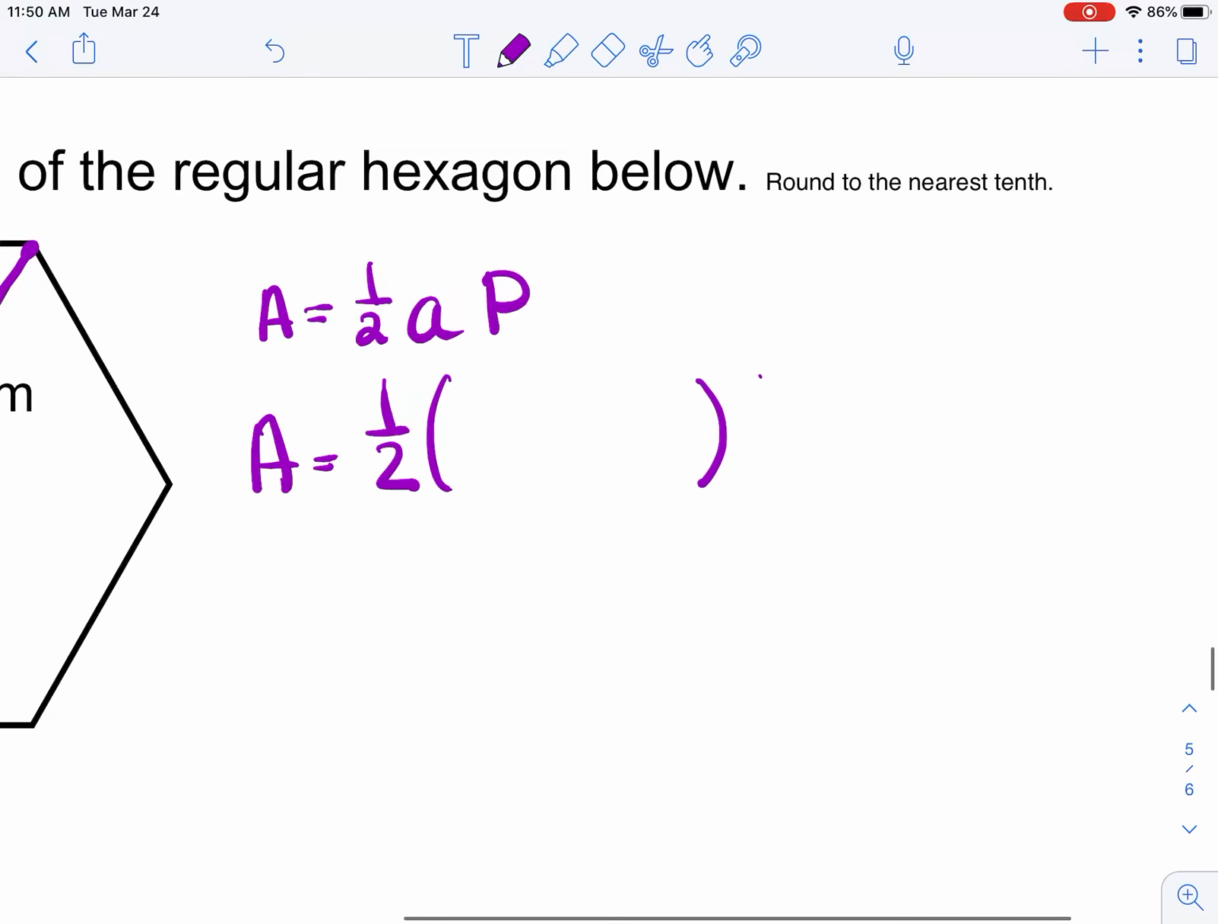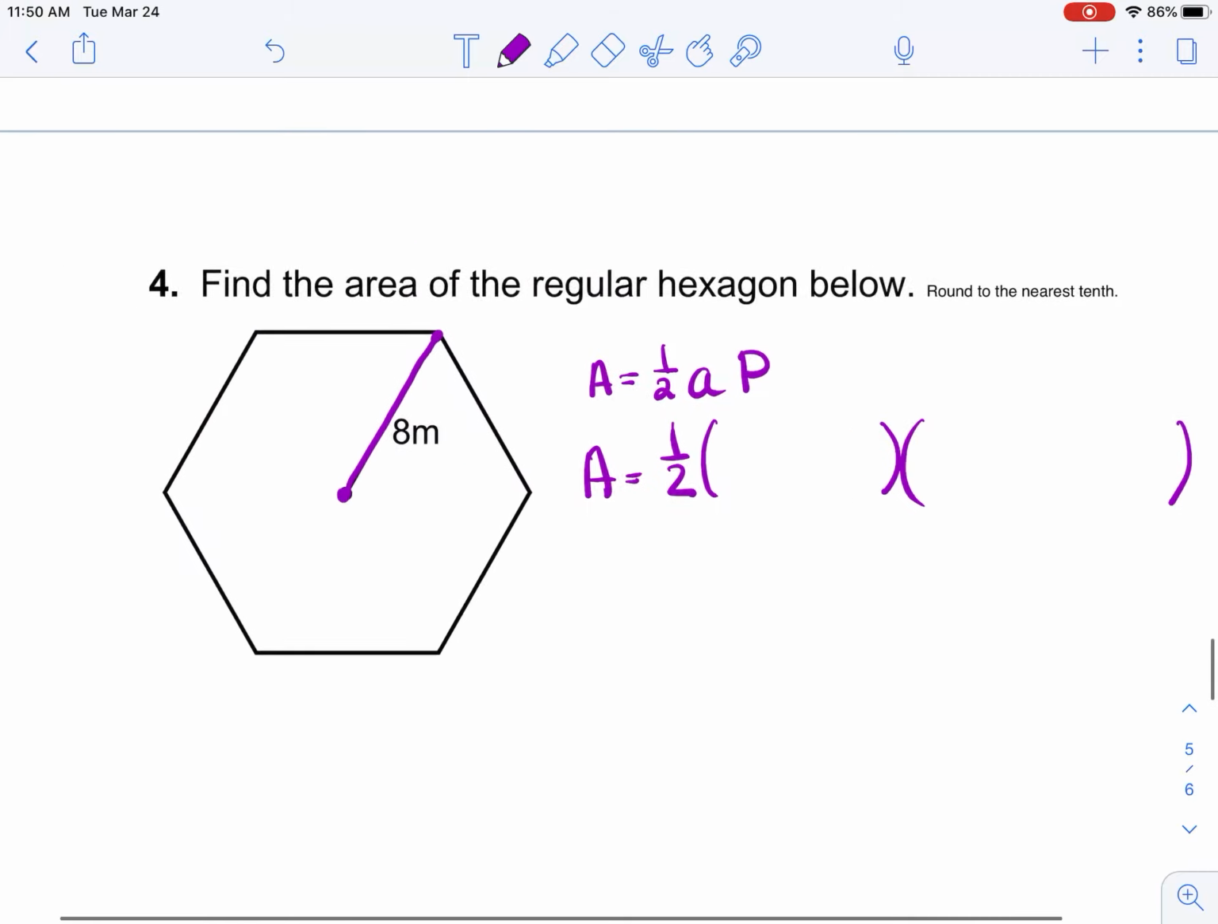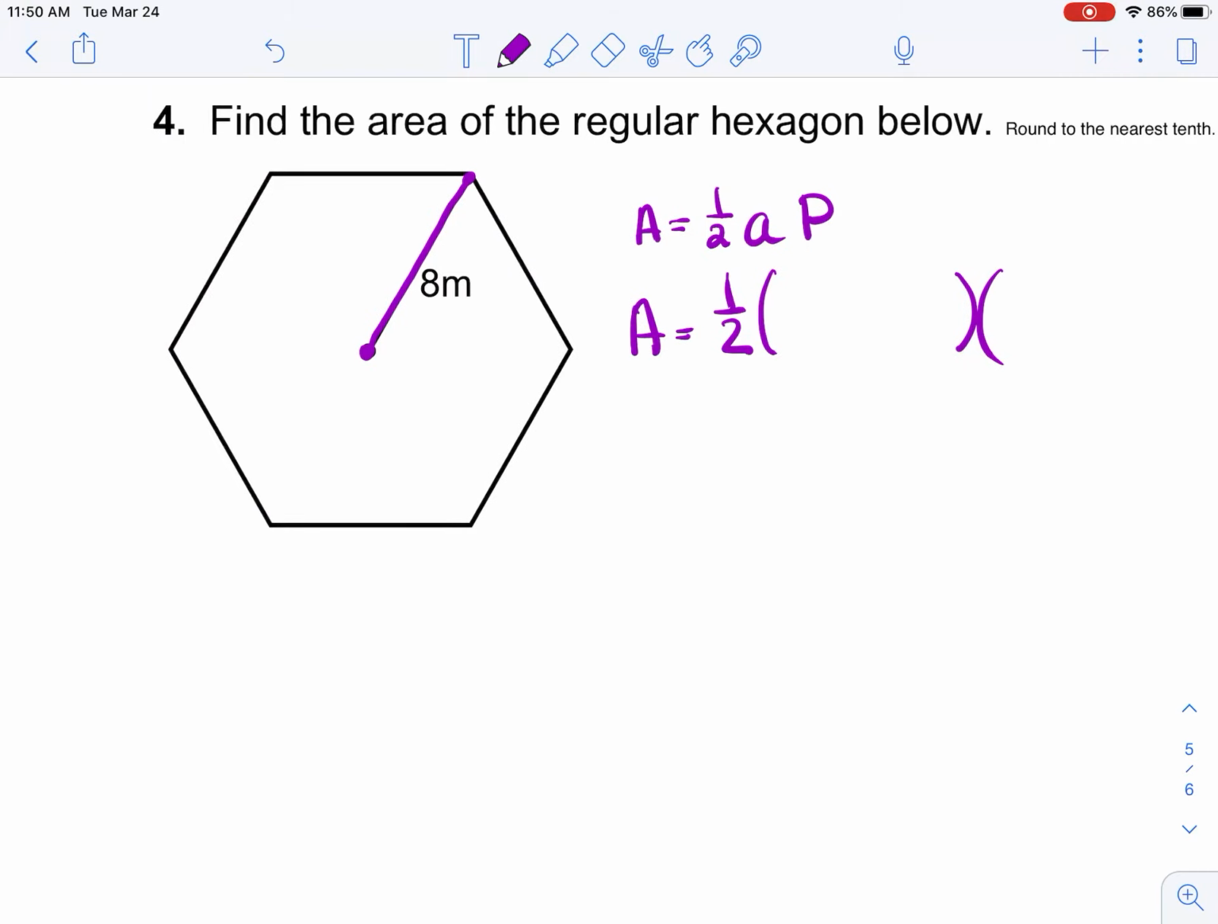Leave a big space for it. Did I give you the perimeter? No, I gave you the radius. So this one, you're going to have to find the apothem and the perimeter. This one is by far the most challenging because it has the most work, but at the same time, the math is a little bit easier. Okay, so let's start off by finding the apothem. So I'm going to go ahead and draw it in down here because I just like having it at the bottom. So I don't know what the apothem is.